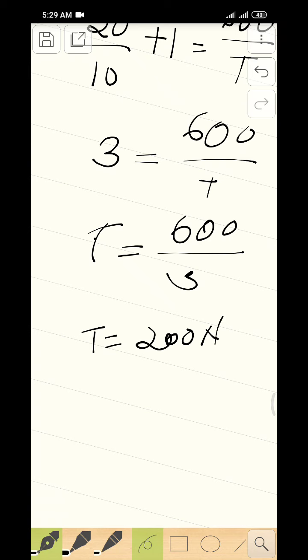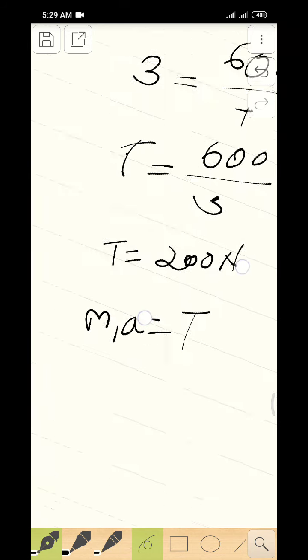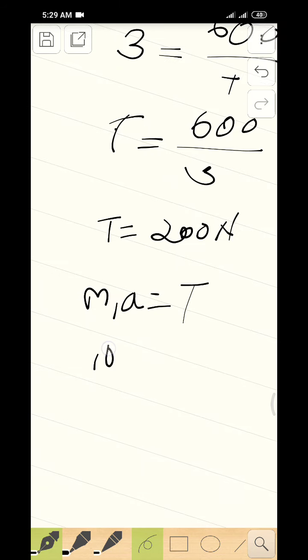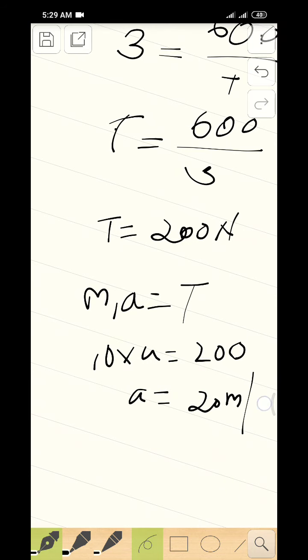If you want to find the acceleration value, you know that m1a is equal to T. That is, 10 into a is equal to 200. Hence a will be equal to 20 meter per second squared.